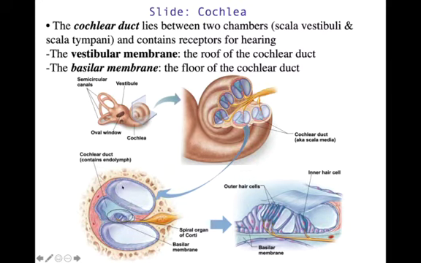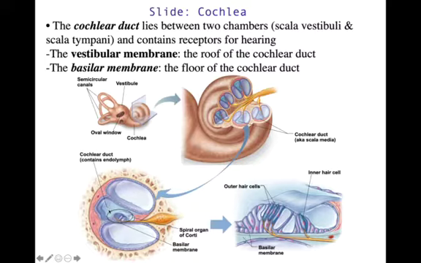Scala vestibuli on top, cochlear duct in the middle, scala tympani on the bottom. The one you have to know for your lab exam is the one in the middle. The one in the middle, again, is known as the cochlear duct. You don't have to know a function for that. That'll simply be name the specific structure on the lab exam.